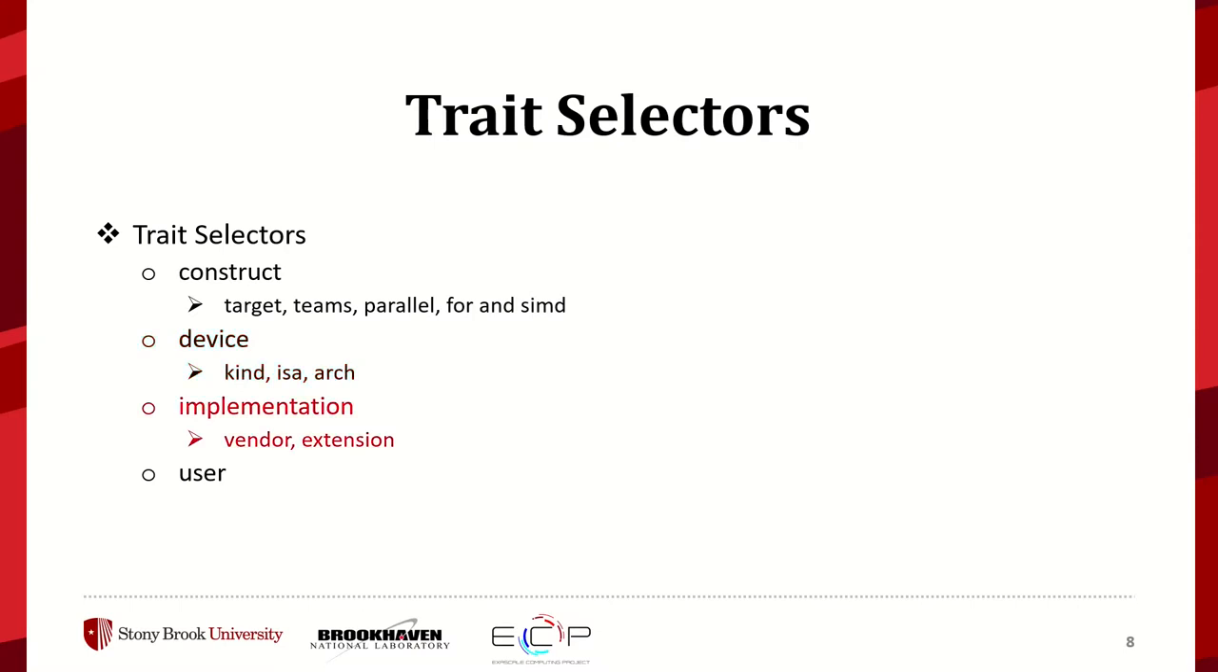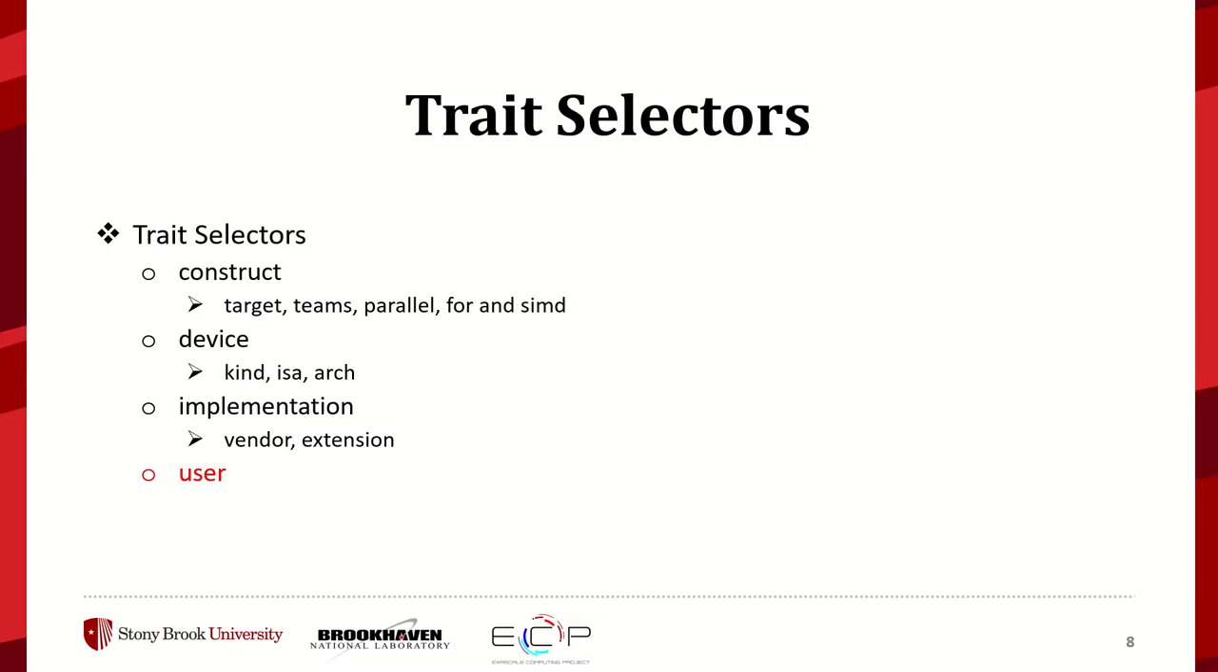The implementation set includes traits that describe the functionality supported by the OpenMP implementation at that point in the program. An implementation set can have a property like vendor, which specifies the vendor identifier of the implementation, or the extension property, which specifies vendor-specific extensions to the OpenMP specification. Finally, the user selector defines the condition selector that provides additional user-defined conditions. In this research, we exploit this selector to extend metadirective to support dynamic resolution at runtime as well.